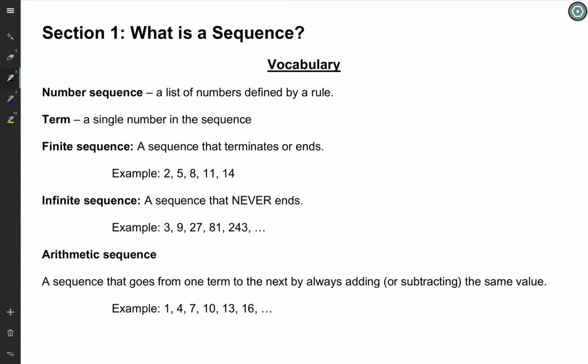Alright everyone, welcome to the first set of home notes for Algebra 2 Core's Sequence and Series unit. So our first section is called What is a Sequence? So we have some vocabulary terms.